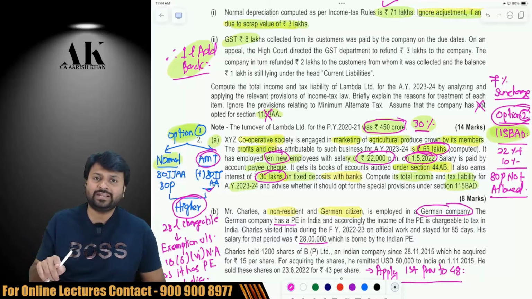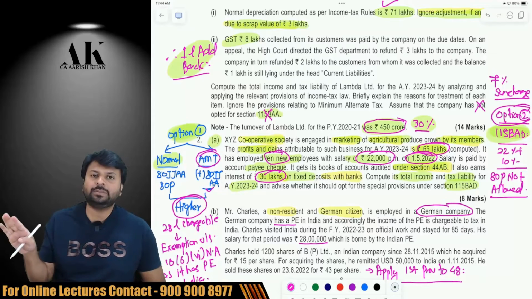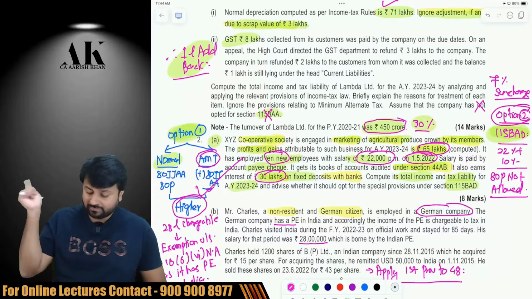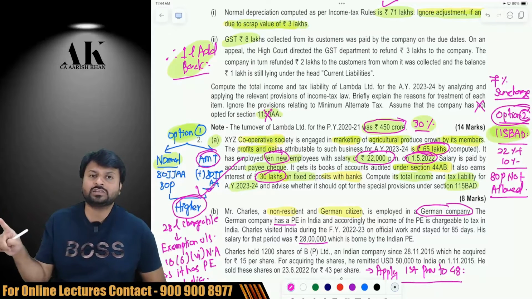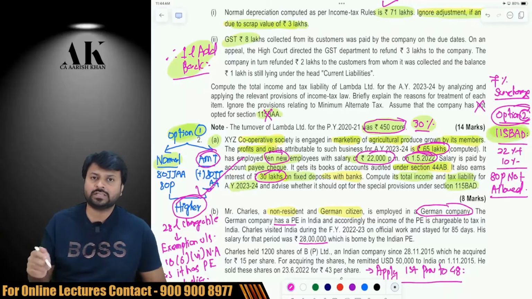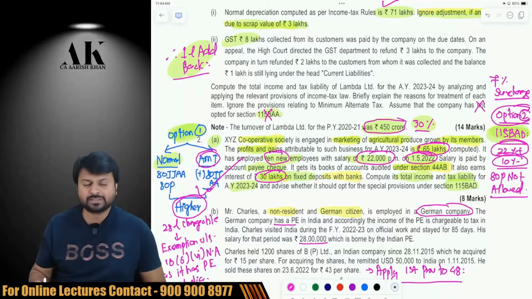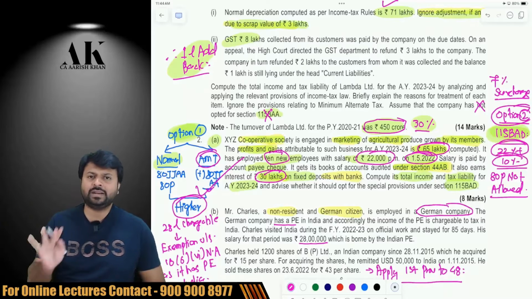In 115BAD, you will not get the deduction of ATP, but you will get the deduction of 80JJAA, just opposite of AMT. Do that, compute the tax. Tax will be 22% plus 10% surcharge always in 115BAD and 4% cess.